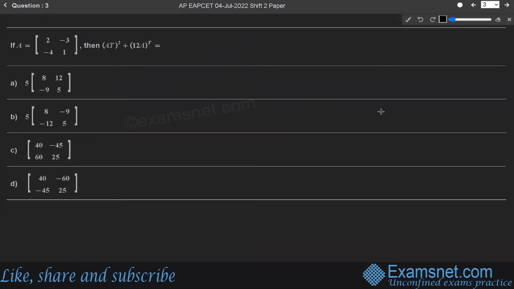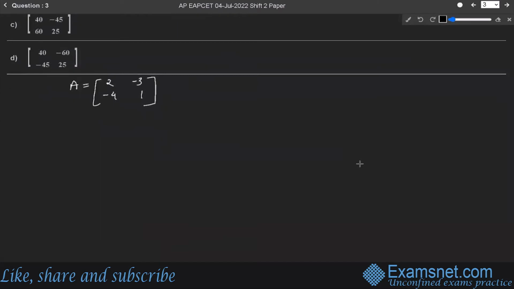Next question is, if matrix A is equal to 2, minus 3, minus 4, 1, then A transpose whole square plus 12A whole transpose is equal to. It is a very interesting question that comes from matrix. First, let us find A transpose. So A transpose will be, rows will be changed into columns and columns will be changed into rows. So it will be 2 minus 3 minus 4 and 1.